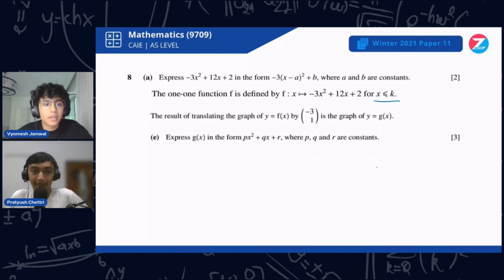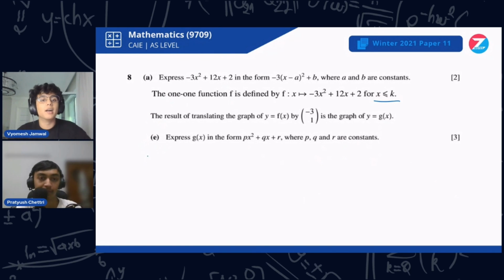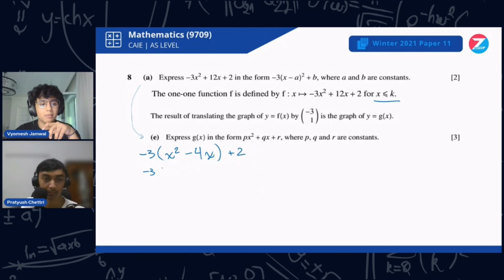Sure. So first of all, it's asking us to express it in the form of completed square. So what I would first do is take -3 as a factor of the -3x squared plus 12x. So that will be x squared minus 4x, brackets close, and then plus 2. After that, we could turn the inside of the brackets into -3 times x minus 2 squared, and then brackets close, plus 2.